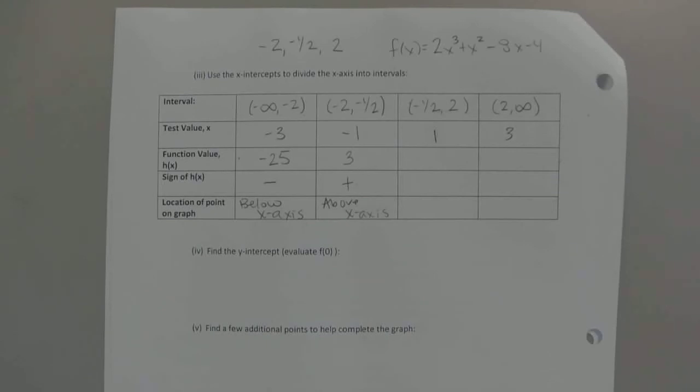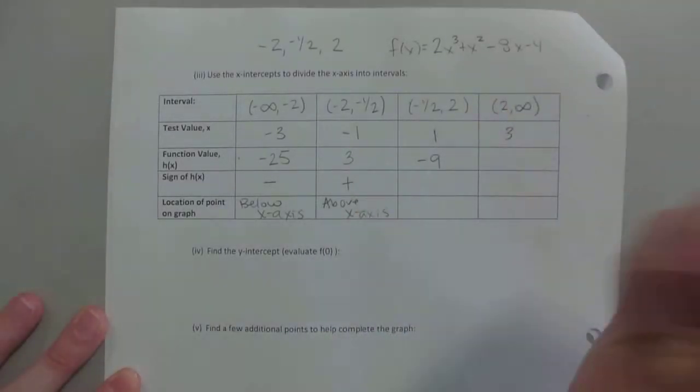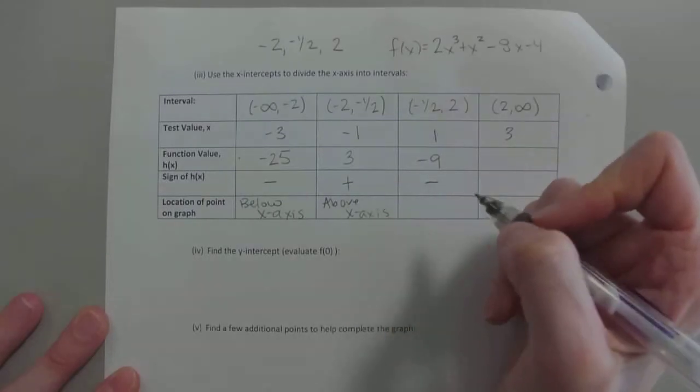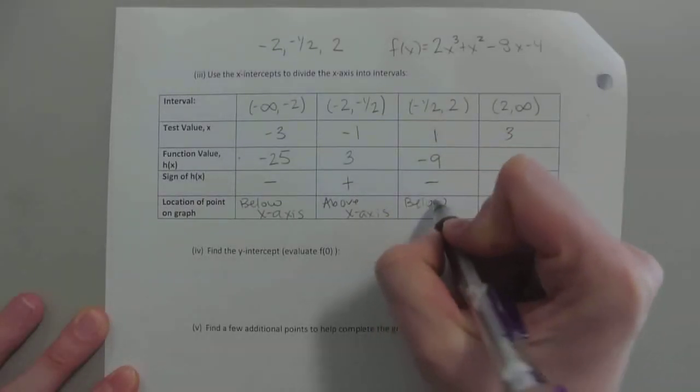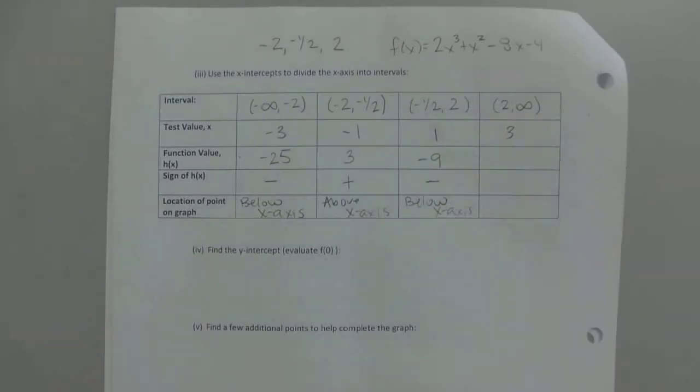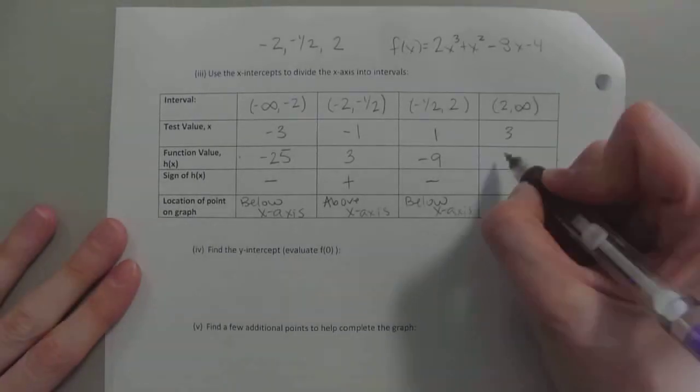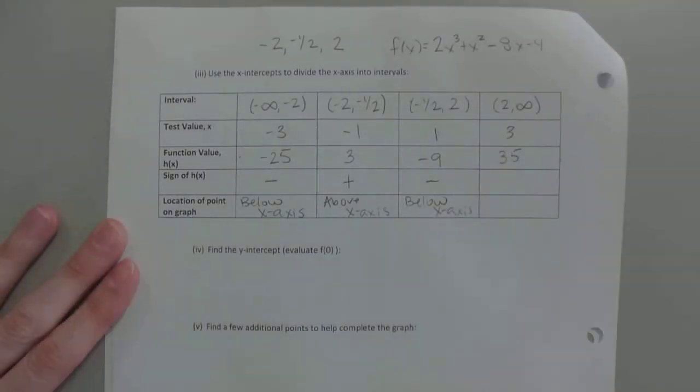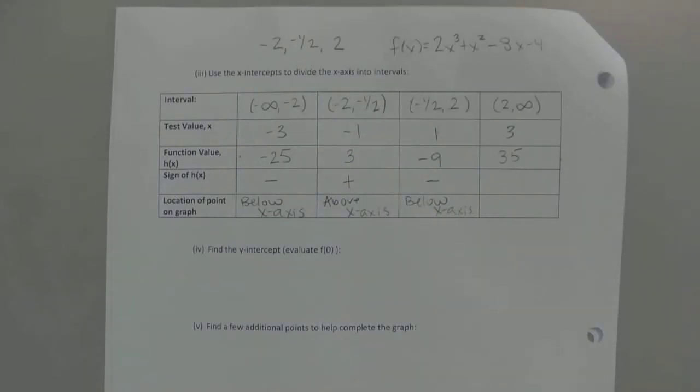All right, so I do not have one in my notes, so I want to make sure a couple of you guys get the same thing when we plug positive one in there. -9, yep. So that means it's dipped past the -1/2 and gone into the negatives, which means it's gone below the x-axis. And then 3, we got a pretty large number again. I got positive 35 when I put 3 in there.